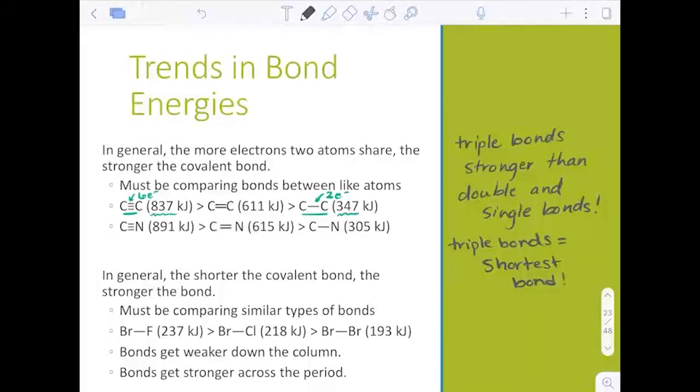We can look between single bonds and see some differences as well. If you think about fluorine-fluorine, chlorine-chlorine, and bromine-bromine, again, the size of the atom getting bigger, what we see is the bond length gets longer. And when we think bond length gets longer, we remember our Red Rover discussion, it's easier to break those bonds. So we'll see that the cost is lower.